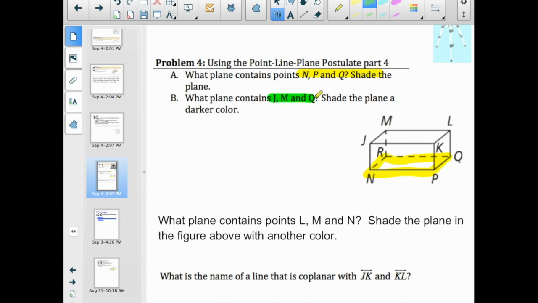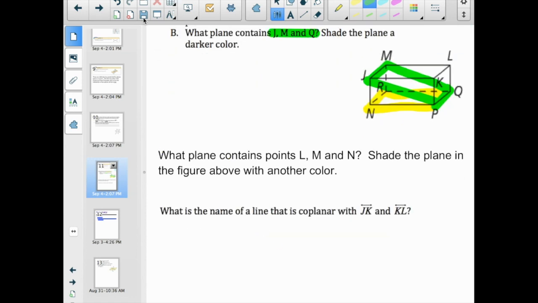What plane contains J, M, and Q? Well, this is a little interesting. I go J, M, Q. See how it cuts across? It's kind of hard sometimes to tell how this cuts across, but you see on the back, it's cutting across MQ. Then on the parallel face, the front, you want to cut across to JP, just like that. So sometimes you can make planes that actually cut through a box rather than just being one of the faces of the box.